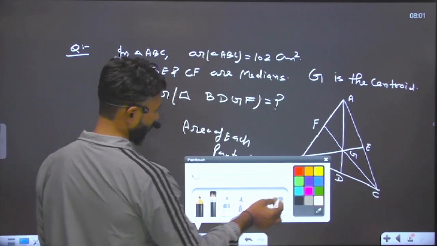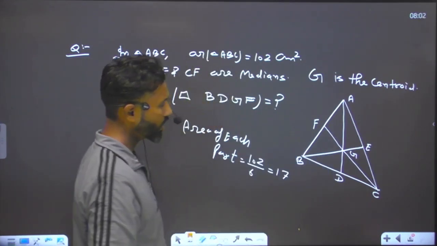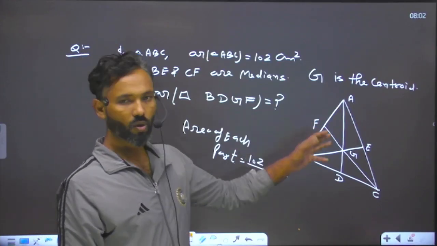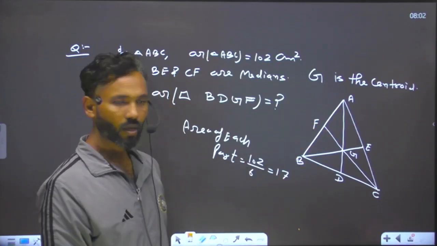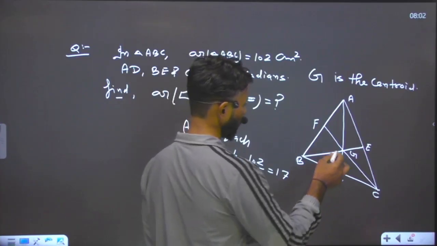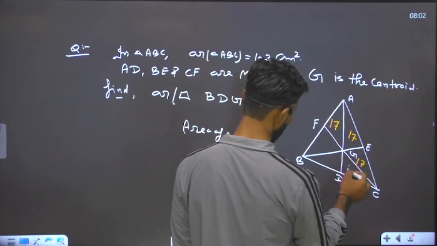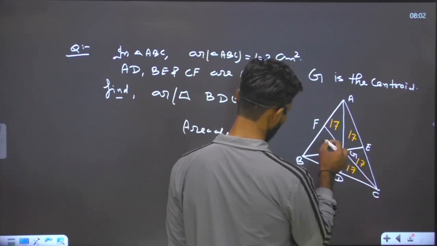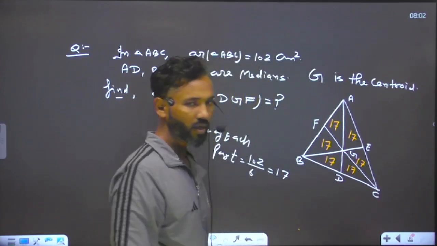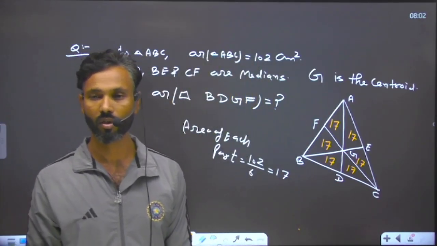Yes or no? Now the area of each part constructed because of the medians will be 17 centimeters square. So this portion will be representing 17. This is 17, this is also 17, this is 17, this is 17, and this is also 17. So the area of each part is 17 centimeters square.